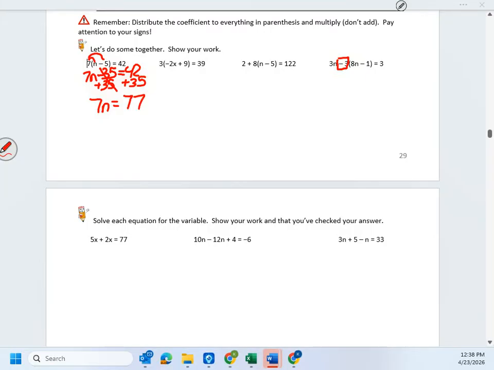77. And then divide 7 by 7, and then divide 77 by 7. Because I was multiplying 7 times n, so I need to do the opposite. 7 divided by 7 is 1. 77 divided by 7 is what? 7. We know, 11.